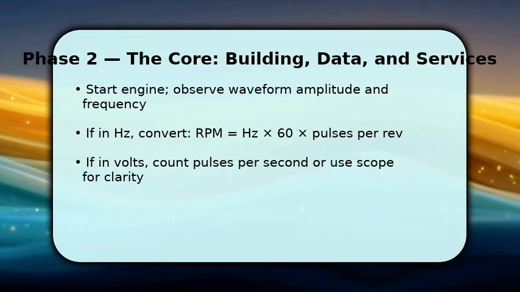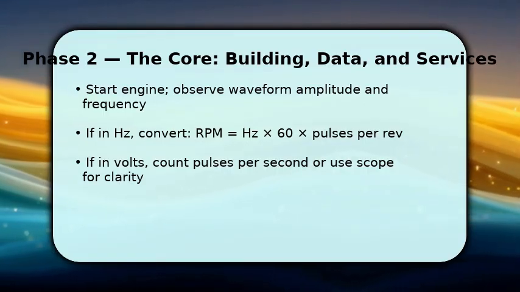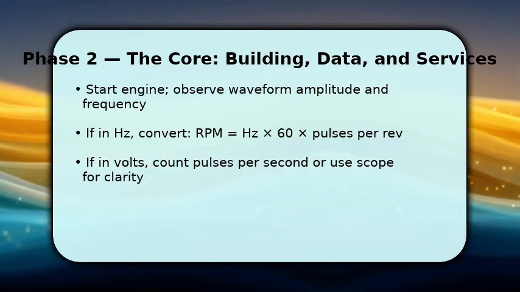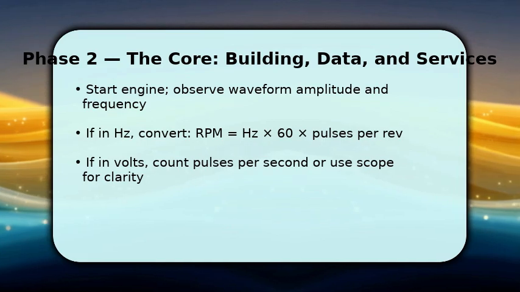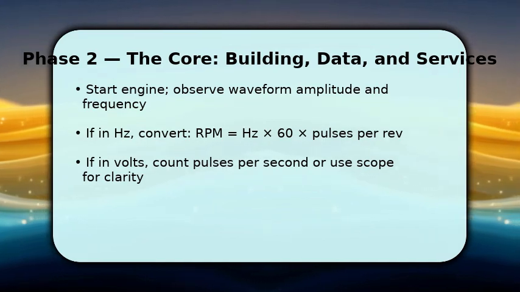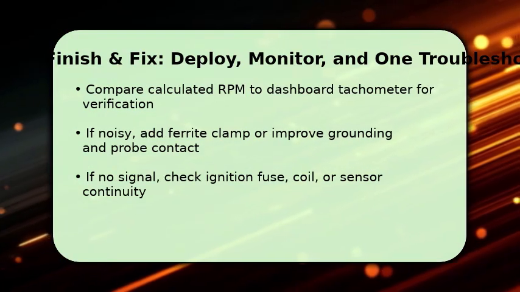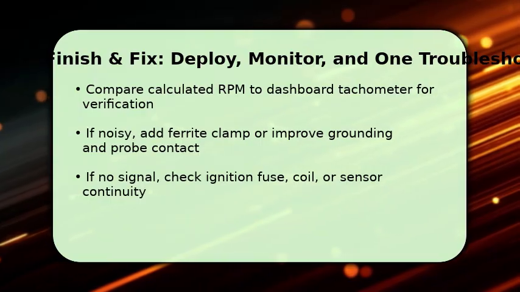Make sure to average readings over several seconds to smooth variations. Also, if the engine idles irregularly, slightly rev throttle to get stable, repeatable measurements before final calculation. You finish by comparing your calculated RPM to the vehicle tachometer for sanity.